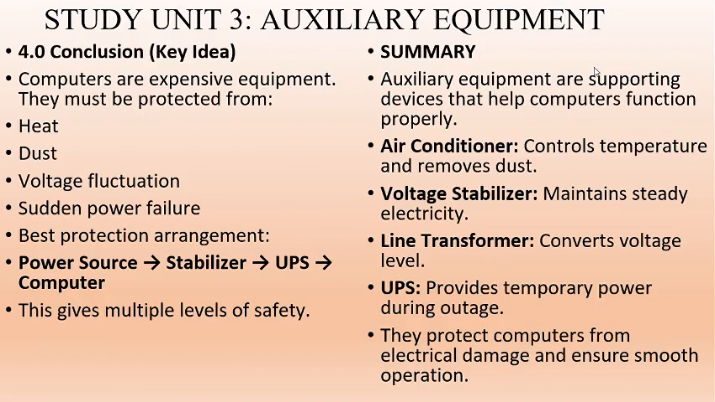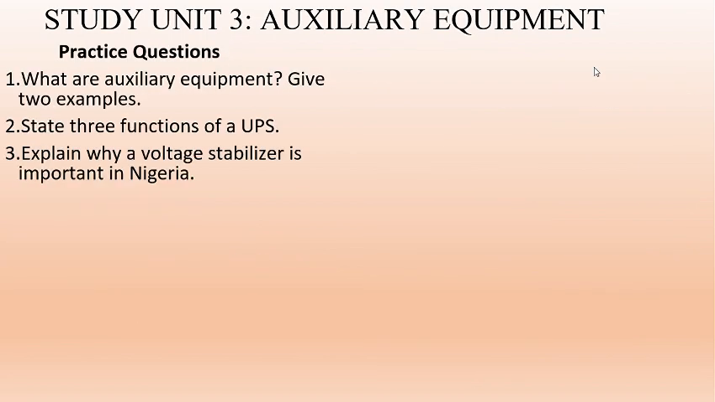So with this unit, I hope we're able to get some things, even though the network was giving us issues, but at least we're able to understand some things. So let's go to the practice questions. Let's look at some practice questions before we end the class. The first one is, what are auxiliary equipment? What do you understand by auxiliary equipment? You have to give at least 2 examples.